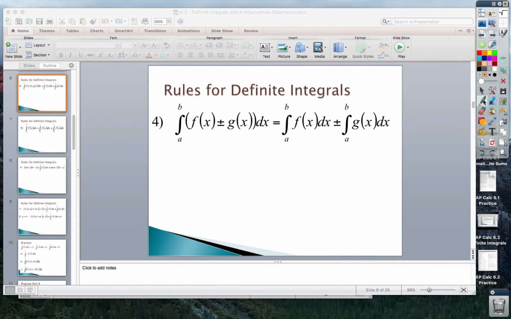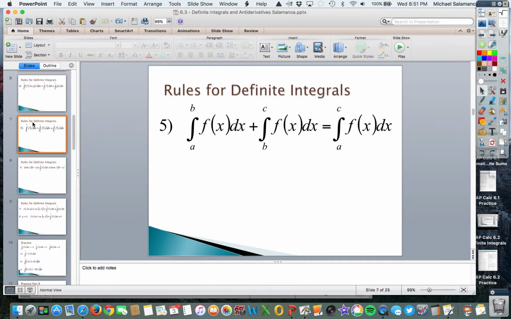Let's look at number 4. Number 4, we're looking at the integral from a to b of f of x plus or minus g of x dx. All that means is we can take each function, f of x and g of x, and separate them over the same integral limits, and we would still end up with the same values. This way it's a lot easier for us to break down and take a look at individual functions.